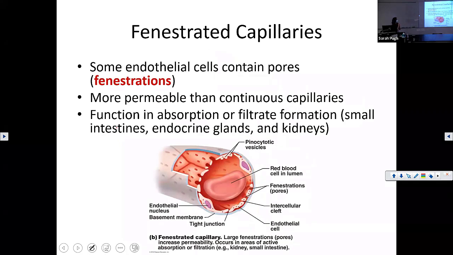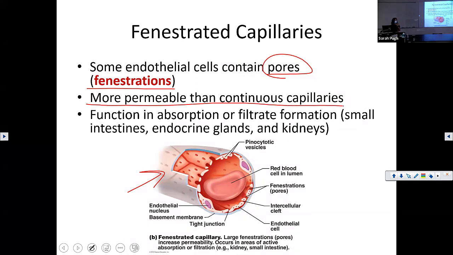Now, the other kind of capillary are called fenestrated capillaries. The term fenestration means pore. So if you look at this image down here, you can actually see all these little holes in the capillary wall. So these are going to be more permeable than a continuous capillary. And their job is going to be to help with absorption, filtration, and secretion.